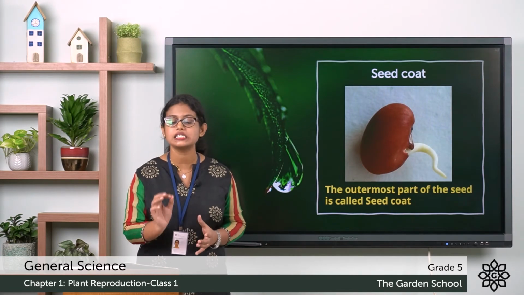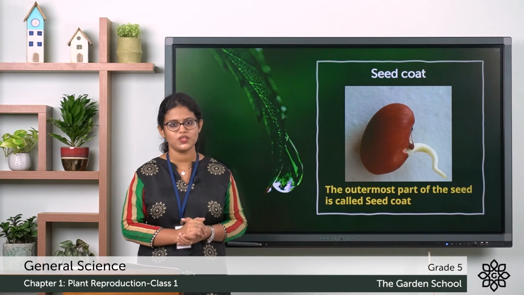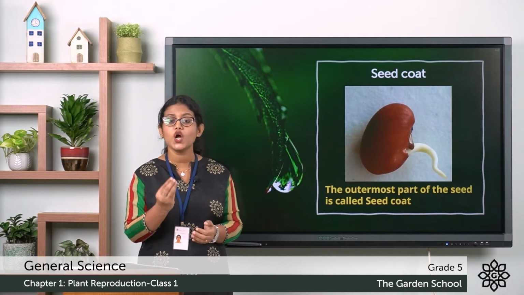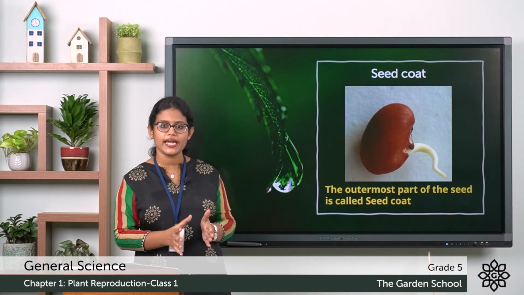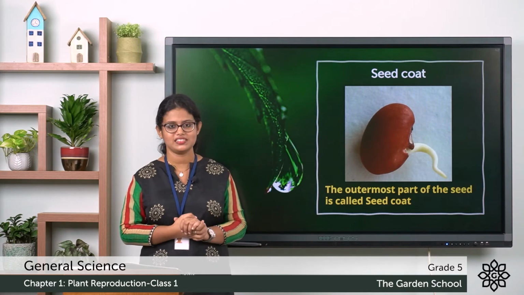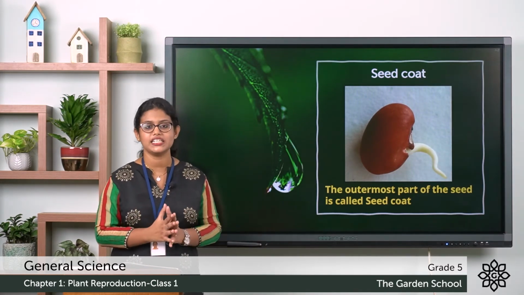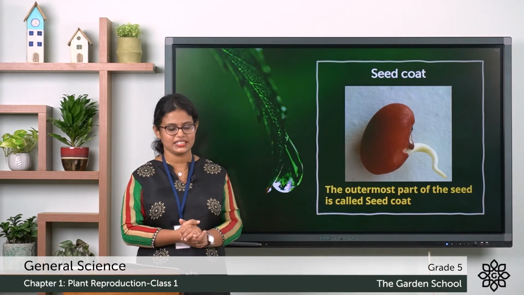Every seed has a covering, and what do we call it? We call it the seed coat. A seed has many inner parts, so in order to protect the inner part, the function of the seed coat is to protect the inner part of the seed. Which is the outermost covering of the seed? That is the seed coat, and it protects the inner part of the seed.